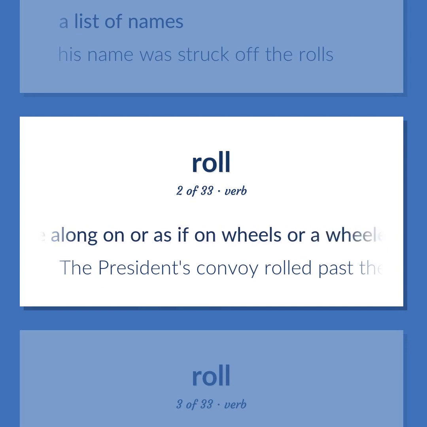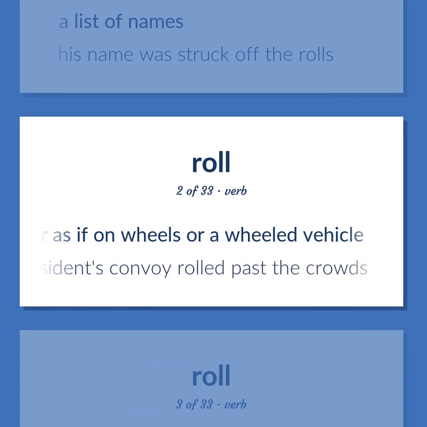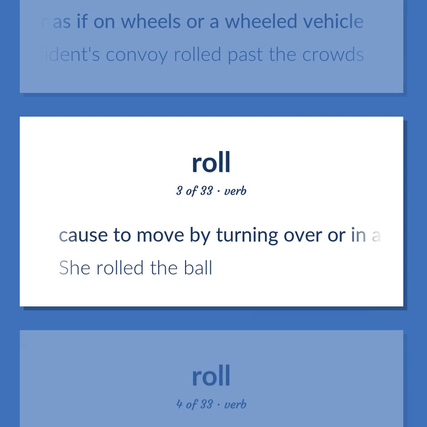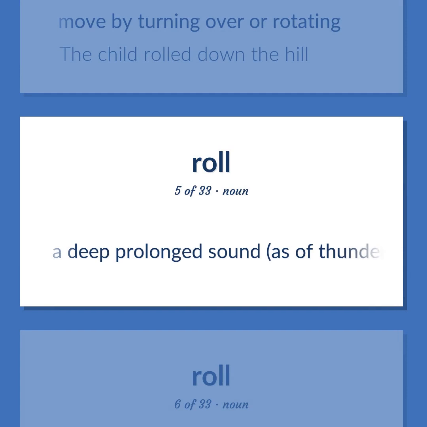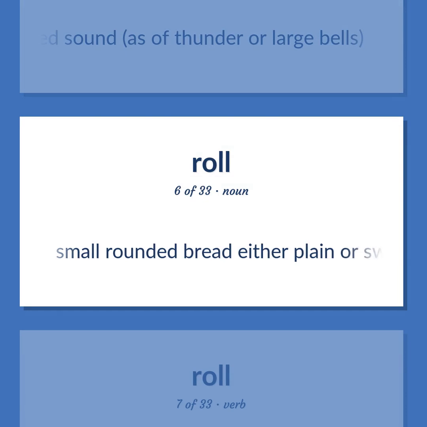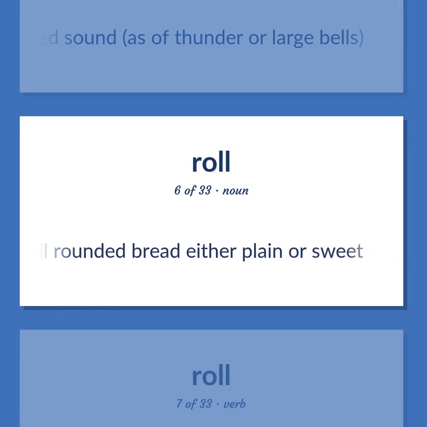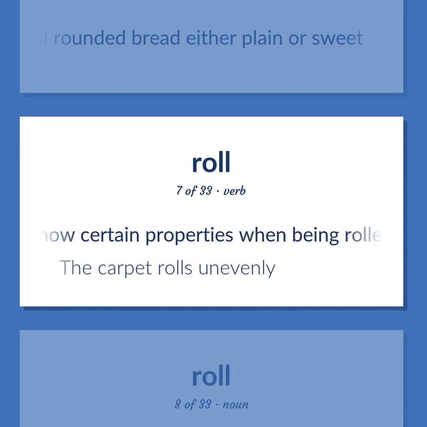Move along on or as if on wheels or a wheeled vehicle. The president's convoy rolled past the crowds. Cause to move by turning over or in a circular manner or as if on an axis. She rolled the ball. Move by turning over or rotating. The child rolled down the hill. A deep prolonged sound, as of thunder or large bells. Small rounded bread, either plain or sweet. Show certain properties when being rolled. The carpet rolls unevenly.